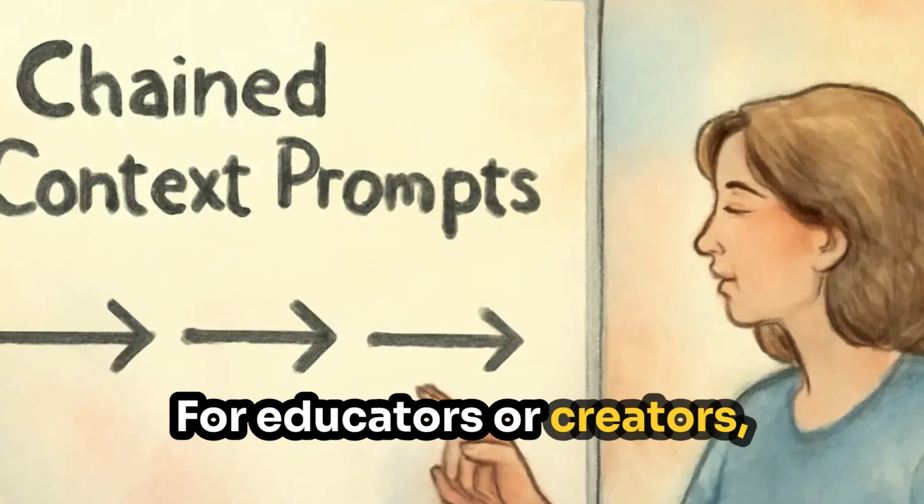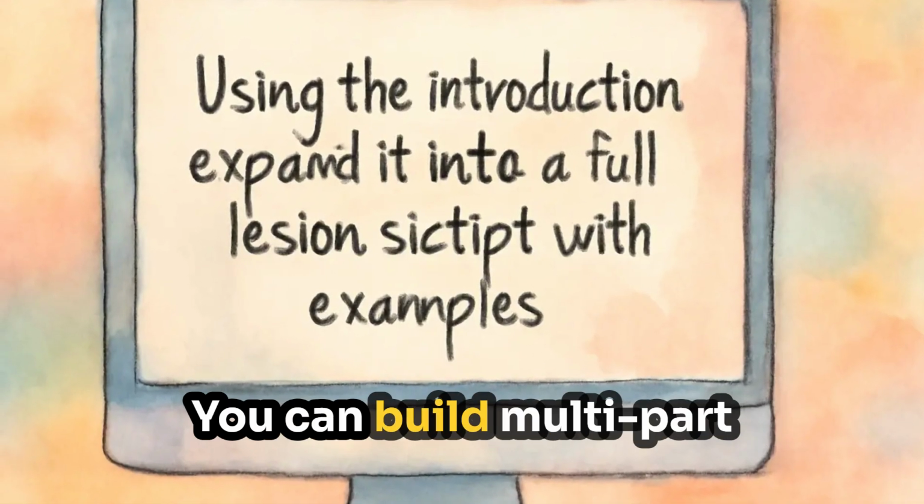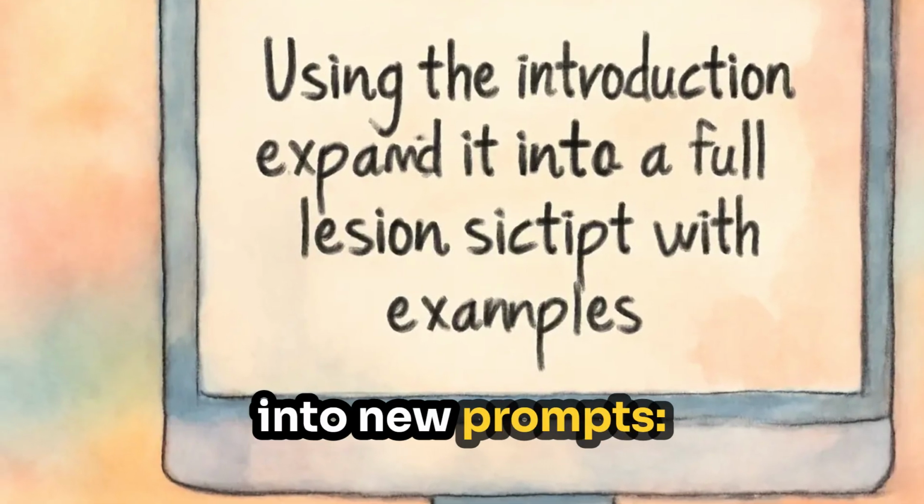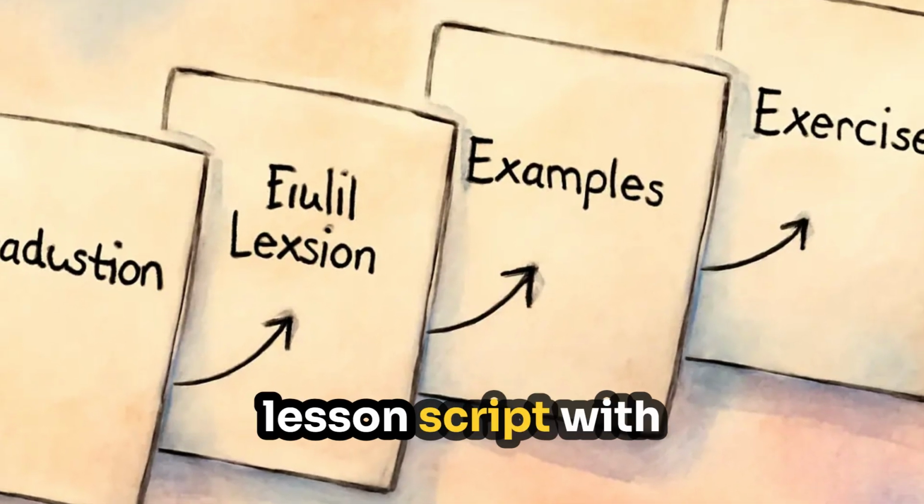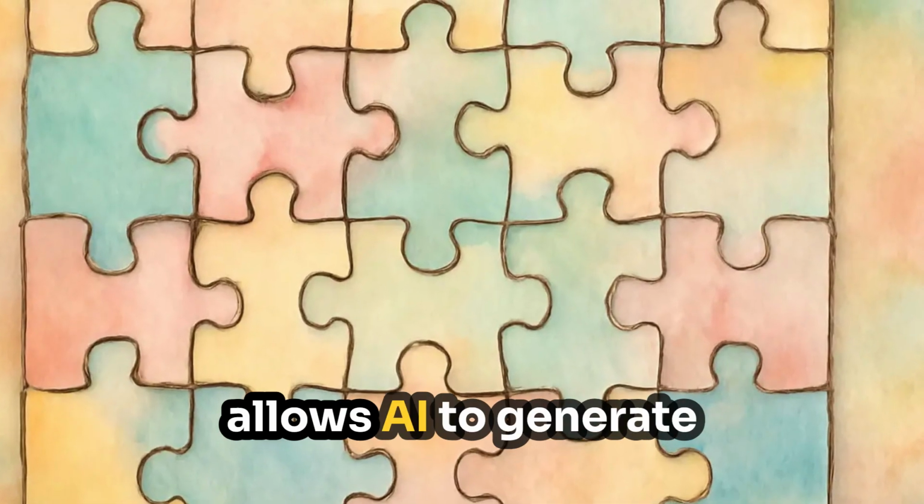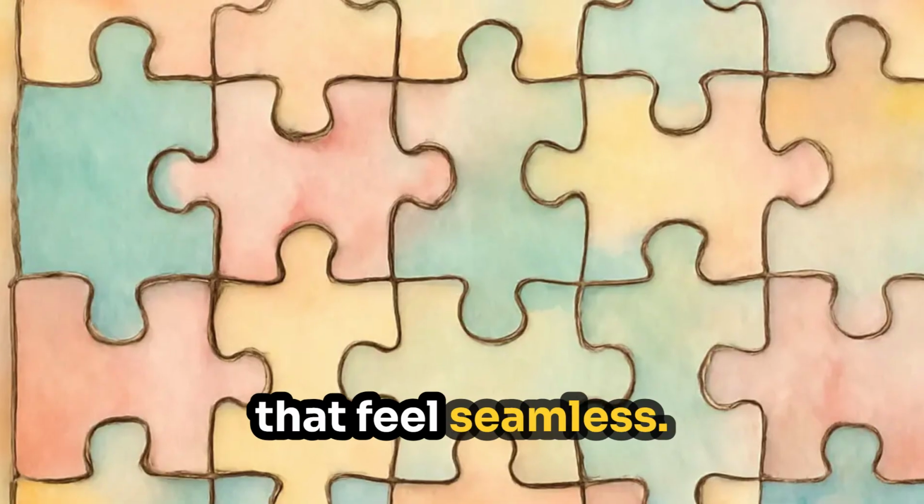For educators or creators, chained context prompts are essential. You can build multi-part lessons by feeding previous outputs back into new prompts. "Using the introduction you wrote earlier, expand it into a full lesson script with examples and exercises." This chaining process allows AI to generate complex, layered projects that feel seamless.